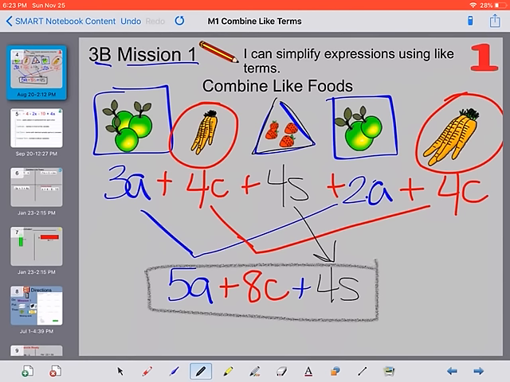We cannot simplify it anymore because we cannot assume that apples and carrots are really the same thing. So we leave them as separate groups. 5 apples, 8 C, and 4 S.